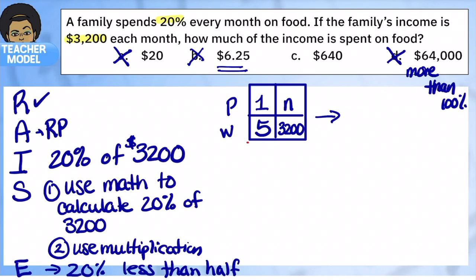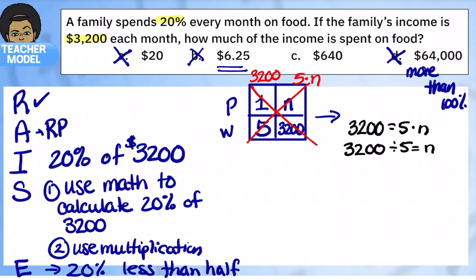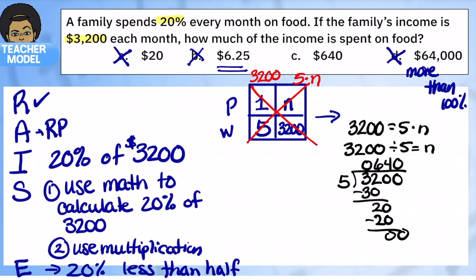Let's cross multiply. And this is 5 times the number is equal to 3,200. So here's our number sentence. 3,200 is equal to 5 times the number. Let's change it to a division sentence. 3,200 divided by 5 will give us that number. And let's put that in. 5 cannot go into 3. 5 goes into 32 6 times. It's 30. 5 goes into 20 4 times. That's 20. And don't forget, there has to be another digit. So it is 640.